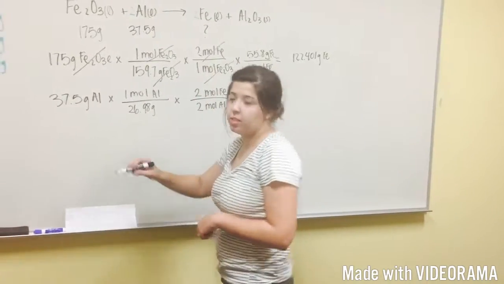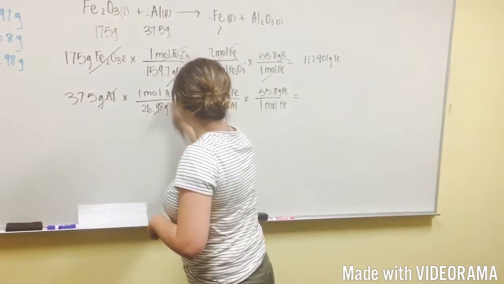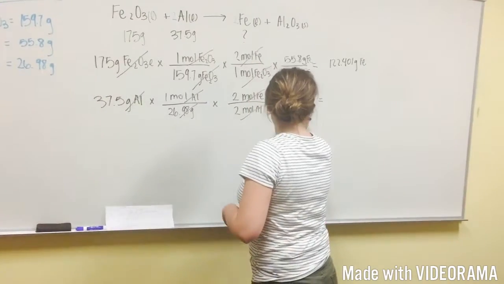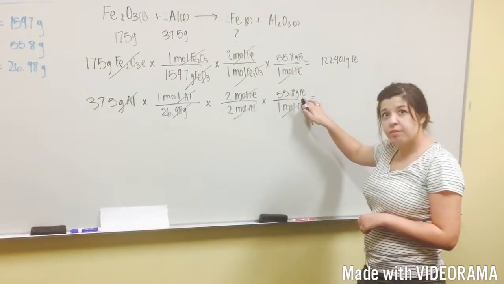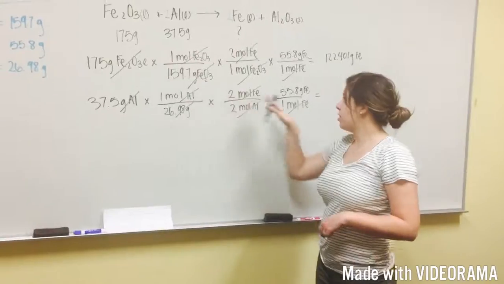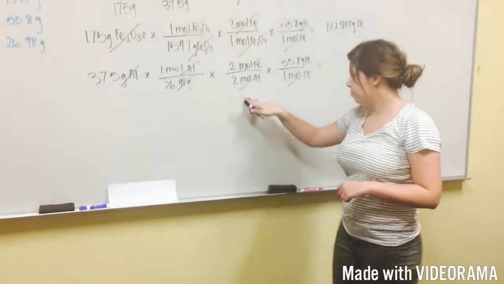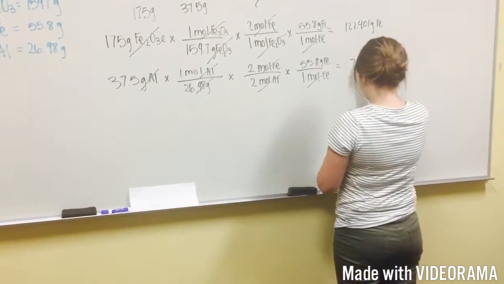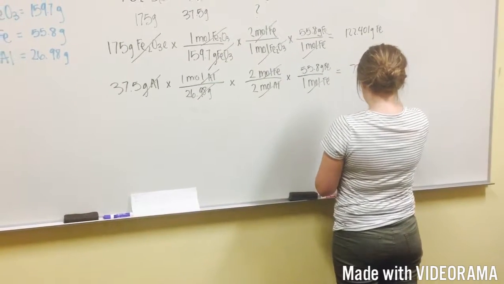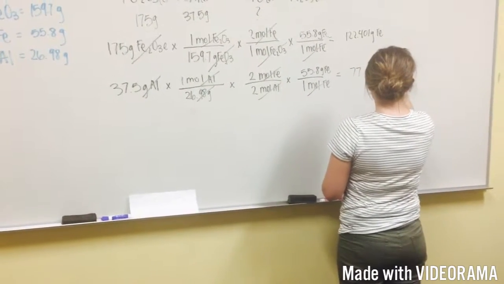And so again, these will cancel out, and it will leave us in grams of iron. So we'll multiply the top and then divide by the bottom, which will give us 77.627 grams of Fe.